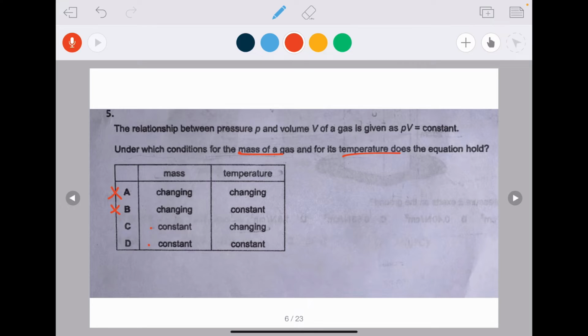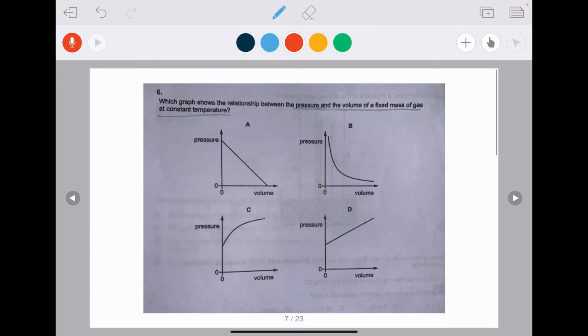The relationship between pressure and volume is inversely related, and this only happens when the temperature is constant. So therefore, the mass has to be constant and the temperature also has to be constant. So for question 5, the answer will be D.